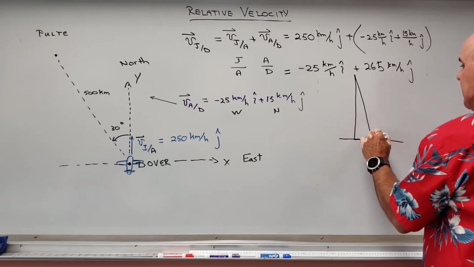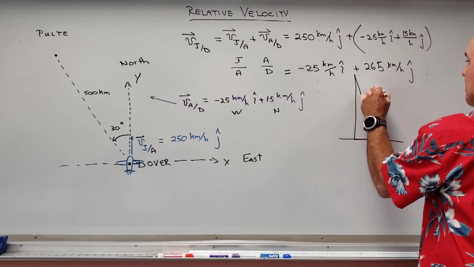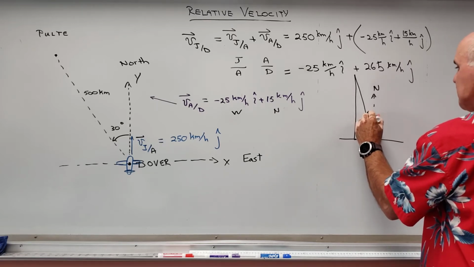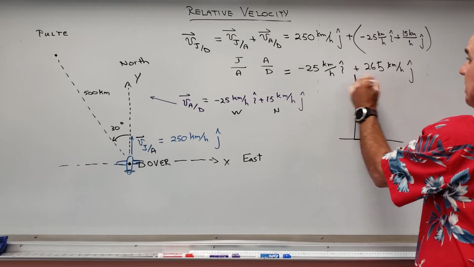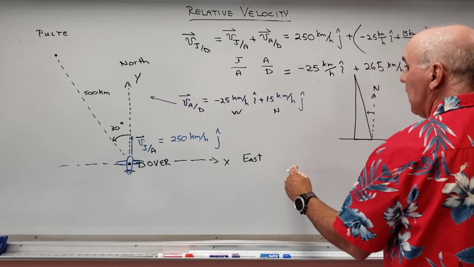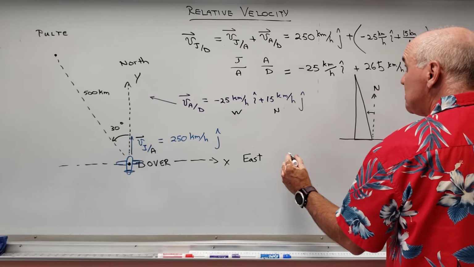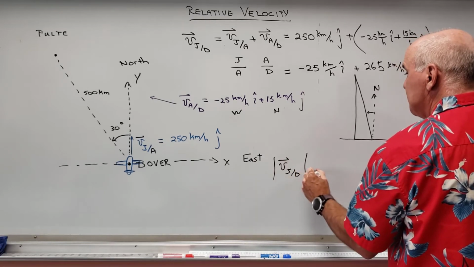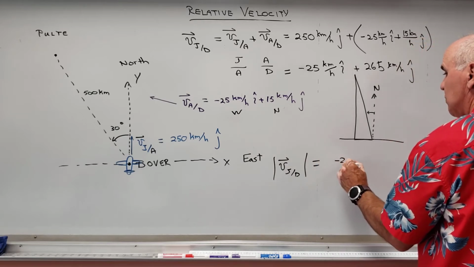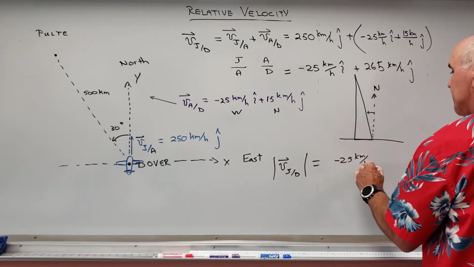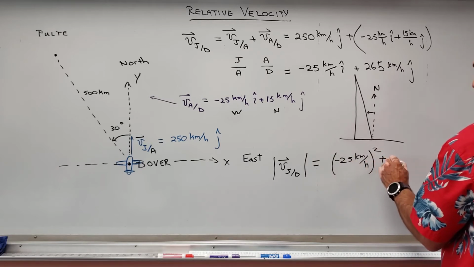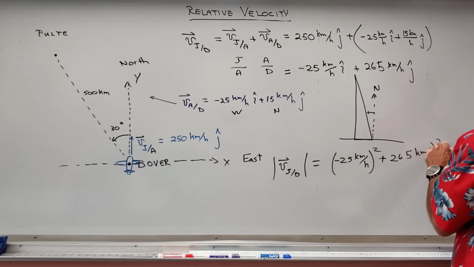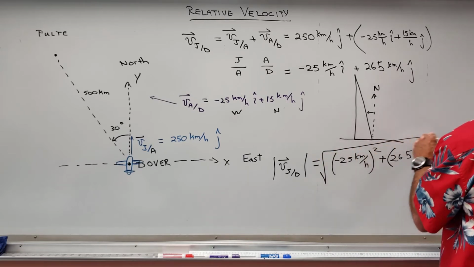Generally in aviation, we measure with respect to north. Well, it depends on who's closest. This is the angle I'm going to be interested in. And then the speed will be the sum of these, right? So the sum of the squares, square root. So the speed of the plane, the magnitude of the velocity of the jet with respect to Dover, will be negative 25 kilometers per hour squared plus 265 kilometers per hour squared, square root of all of that.